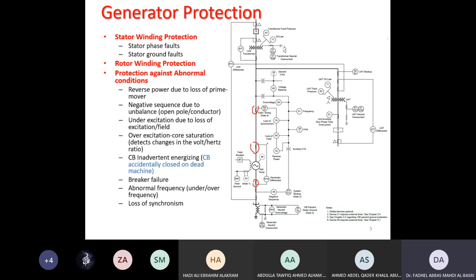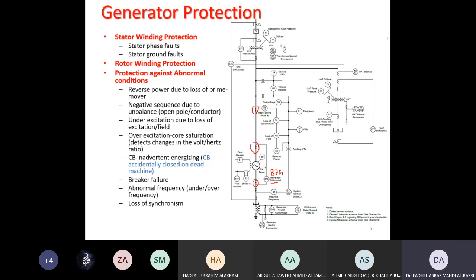These are 3 CTs, 1 for each phase, and then it's connected to the differential. This is the generator differential. We call it 87G. G represents generator. So that detects the faults in the generator's stator winding.